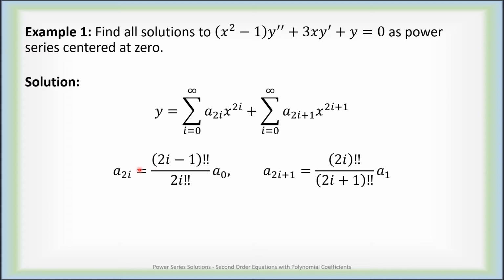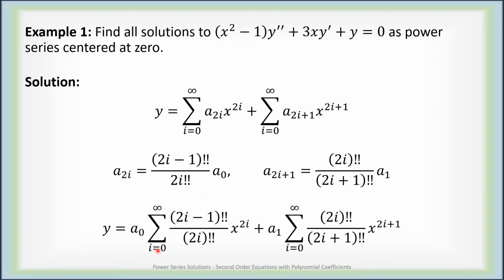Now we're going to take this expression for a sub 2i and plug it in here. And notice that every single term now has the same constant of a sub 0, which can then be factored out of the sum. Similarly, when I substitute this expression in for a sub 2i plus 1, this same constant of a1 will appear in every term and can be factored out of the sum. So we can write it just like this down here.